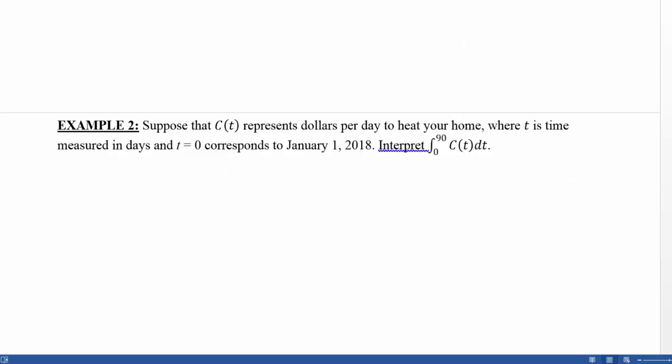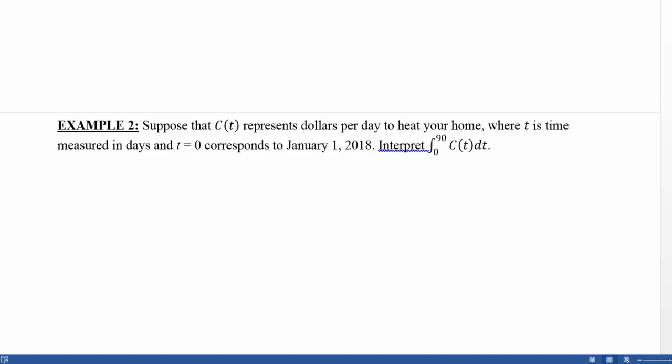Example 2. Suppose that C of t represents dollars per day to heat your home, where t is time measured in days, and t equals 0 corresponds to January 1st, 2018. We want to interpret what the integral from 0 to 90 of C of t dt represents.